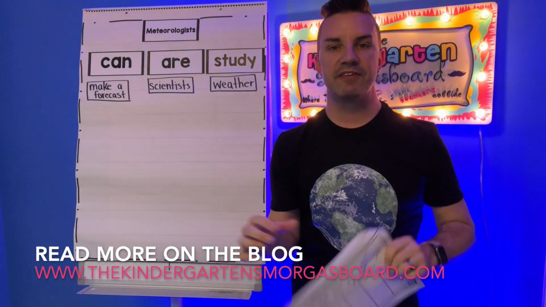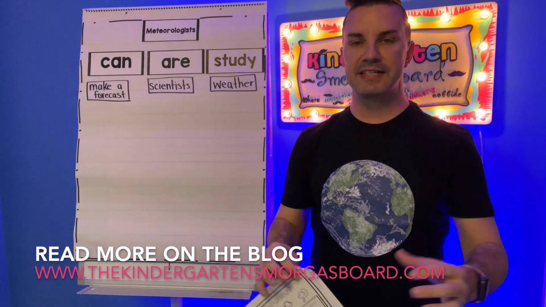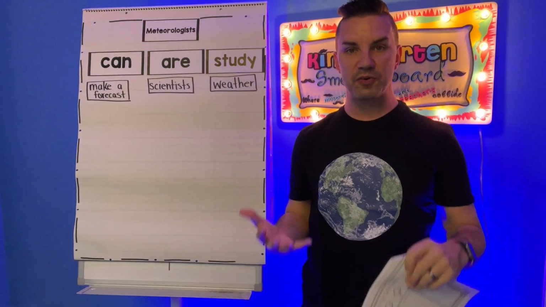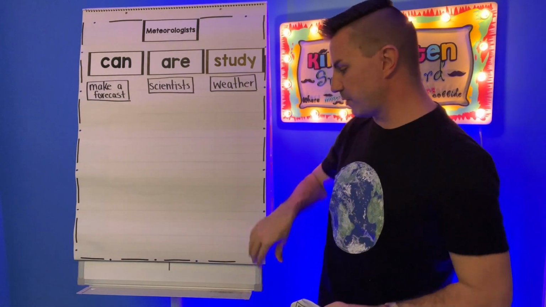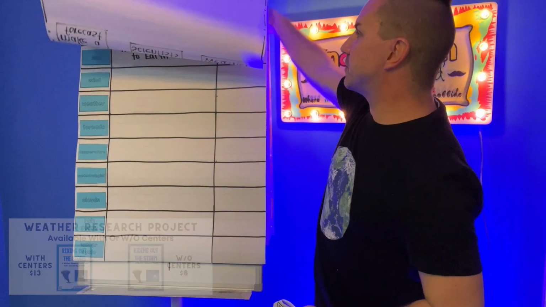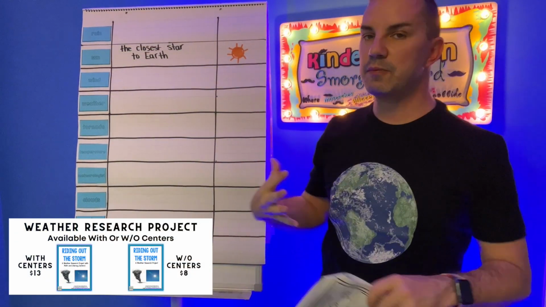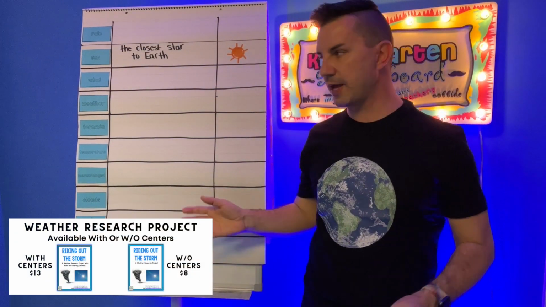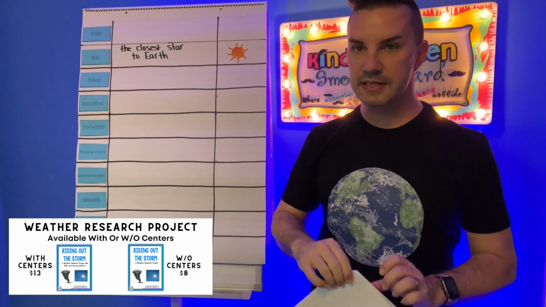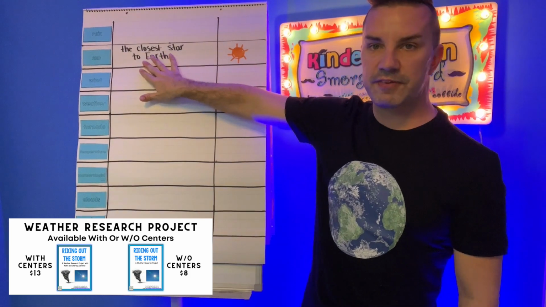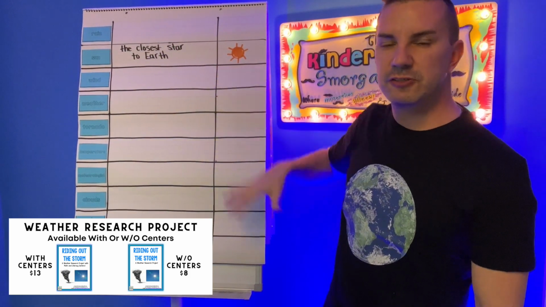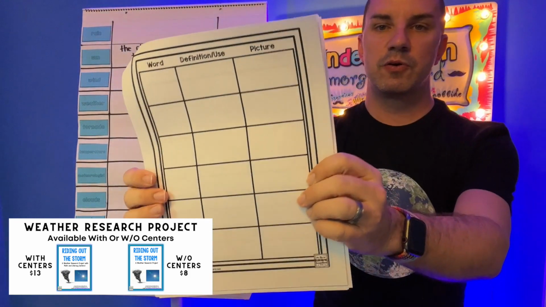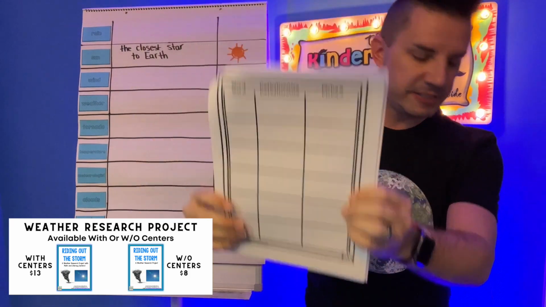Once they finish their 5-day forecast, they can stand in front of a green screen and you can record them delivering their 5-day forecast. Also included, and something that we work on throughout the research project, is vocabulary. So we create a vocabulary chart which is built with the students. So the students generate the definition, they come up with what picture to draw, and then they can also record their vocabulary in the research journal.